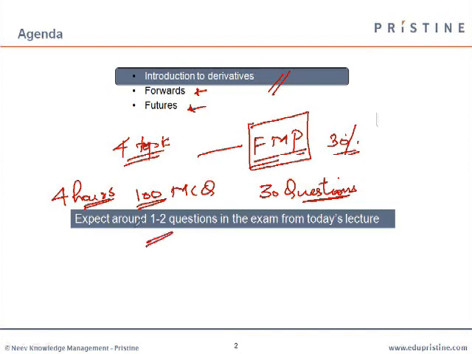Of course, as I said, this is a demo, and demos are like your movie trailers. They give you some idea about what lies ahead in the movie, but they won't reveal everything about the movie. Okay? So that's the idea we're going to focus on today. Give you a brief idea about what a forward and a future are. And with that brief idea, you can at least answer 1 to 2 questions on the exam. That's the idea. All right?